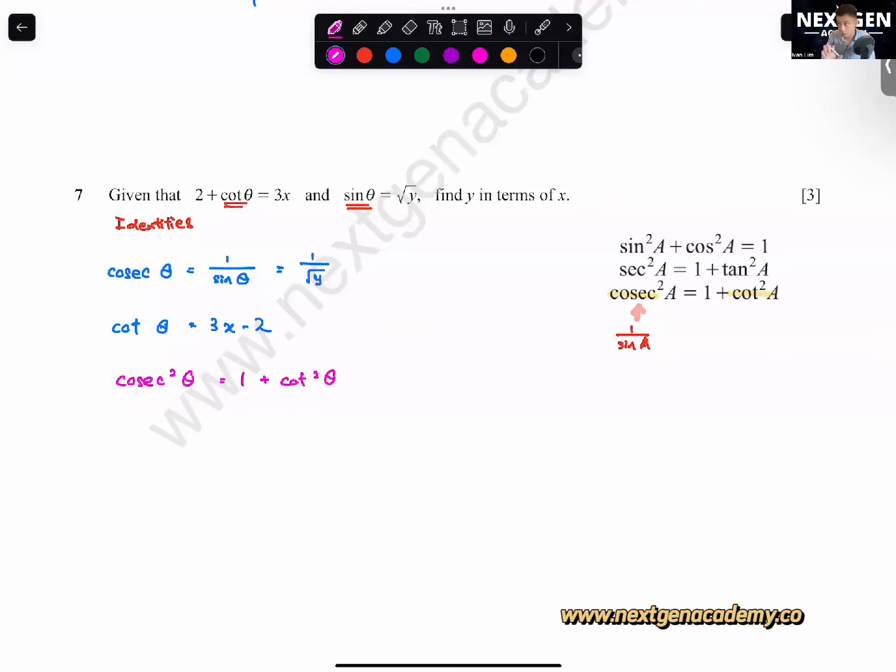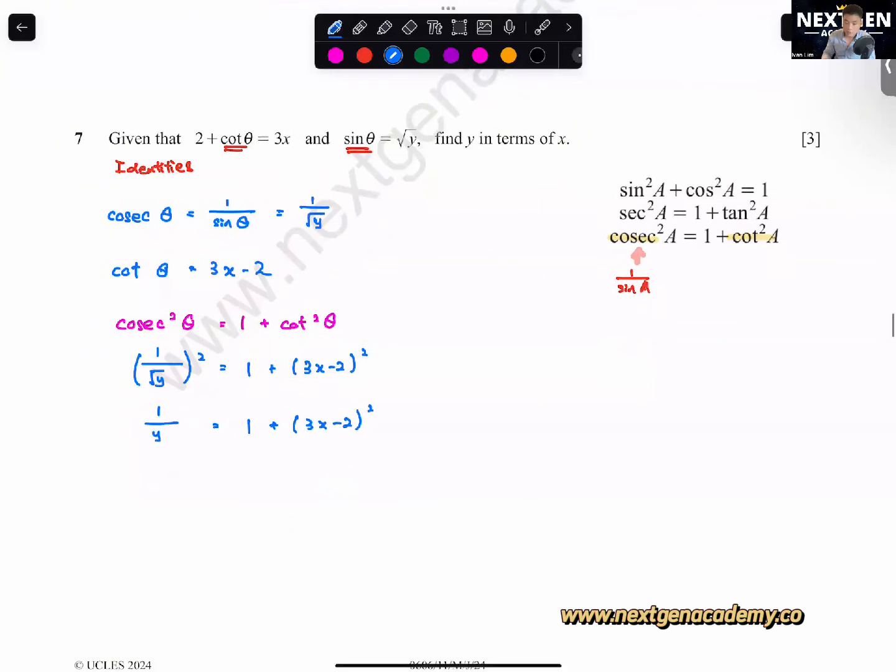Okay, there's other way to do this, but I just show you all the easiest way first. We substitute it inside. So here become cosec square theta. So 1 over square root y square equals to 1 plus 3x minus 2 square. Open up this square root and square. So it'll be 1 over y plus 3x minus 2 square. Okay, they want us to find y in terms of x.